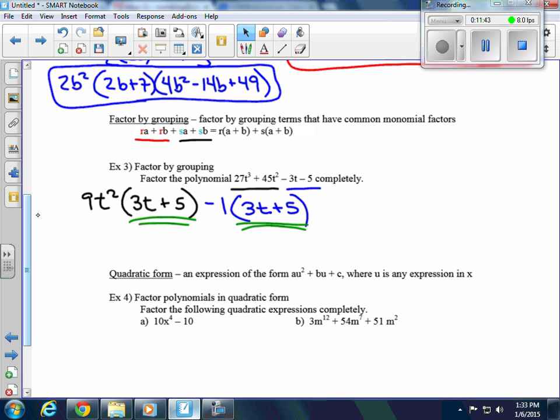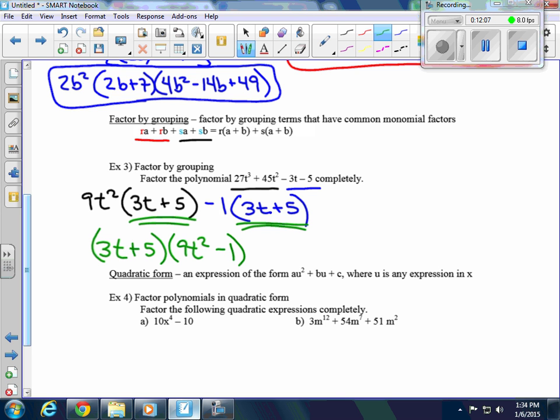So if we have that, now what we're going to do is we're going to factor out the term that they both have in common. Well, they both have a 3t plus 5 in common. So if I factor that out of the first term, I have 9t squared left. If I factor it out of the second term, I have just the minus 1 left. So that is what I would do if I factored completely.